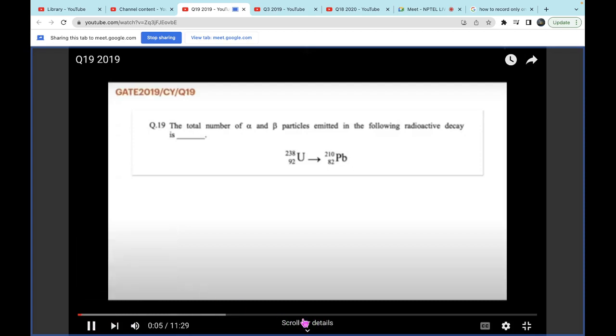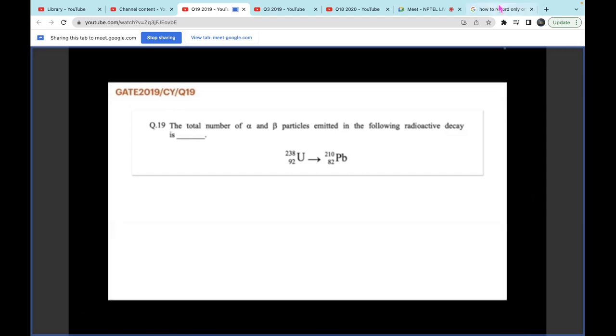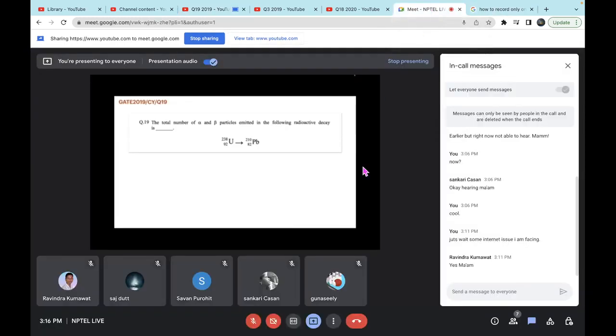Hello everyone. Today in this video, we will be solving the GATE 2019 chemistry question. This is question number 19. It carries 1 mark. This question states the total number of alpha and beta particles emitted in the following radioactive decay. So this is the radioactive decay, and we have to find out the number of alpha and beta particles.